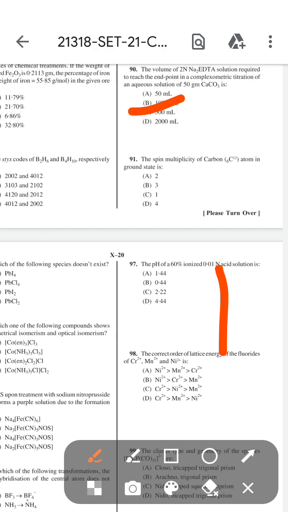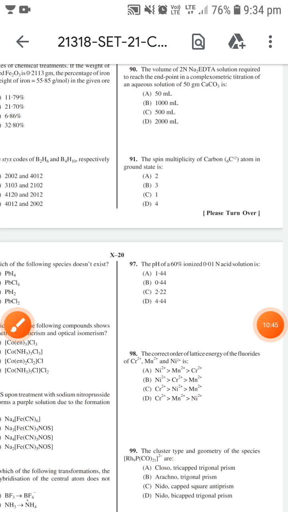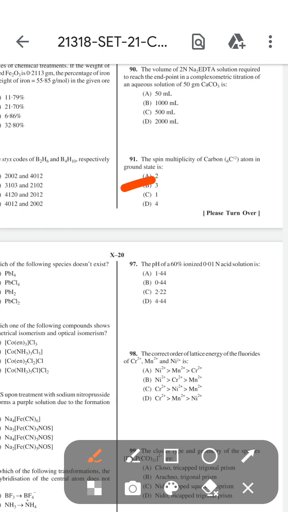Next, 91. The spin multiplicity of a carbon atom in the ground state is. Here the correct option is option 3. It is a very simple question.